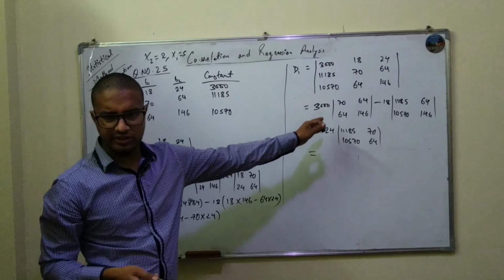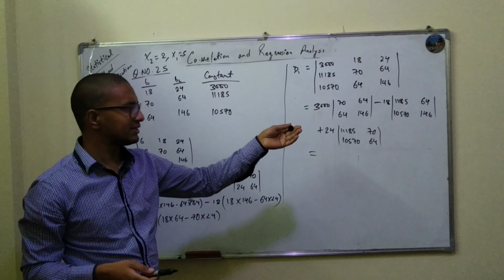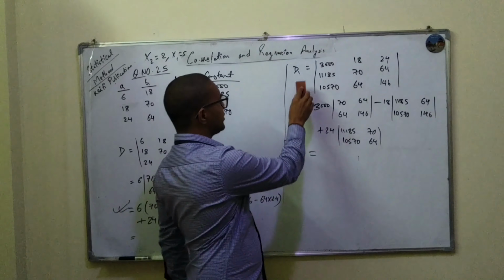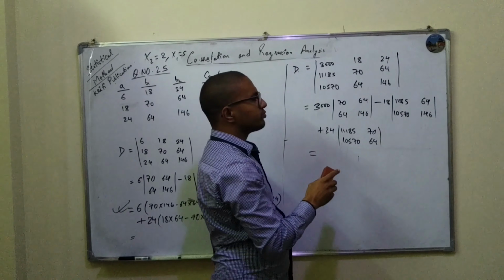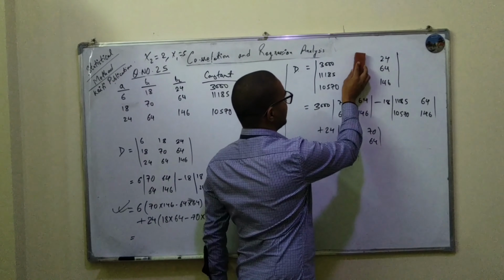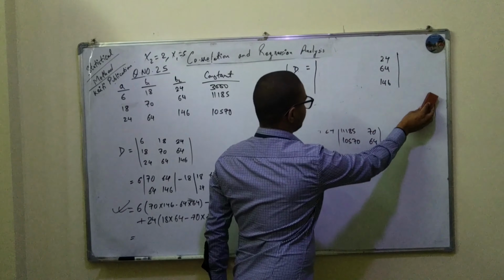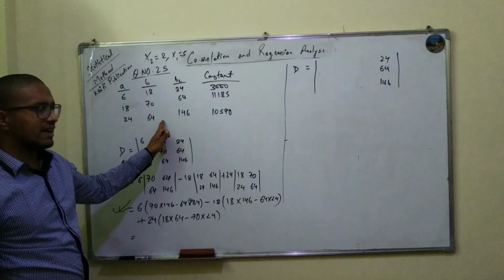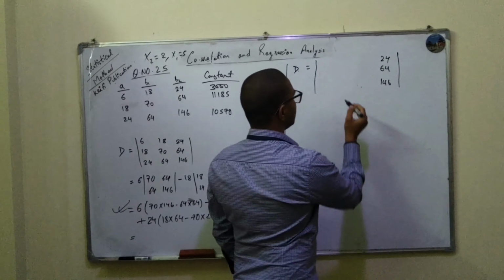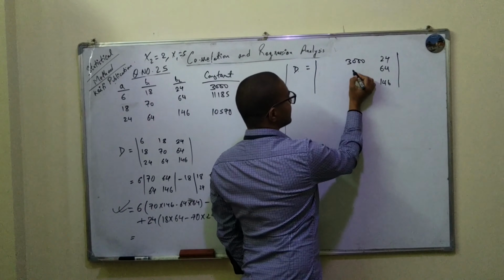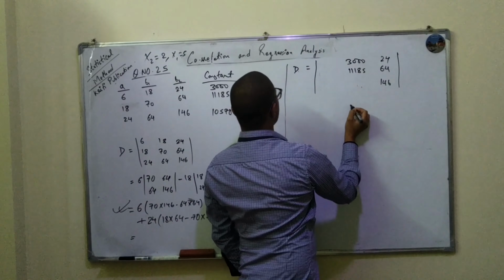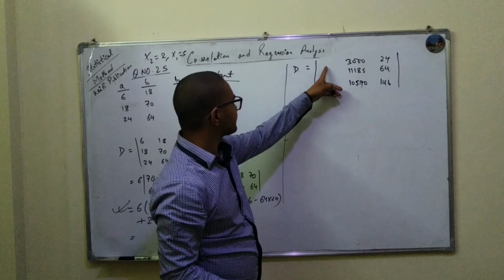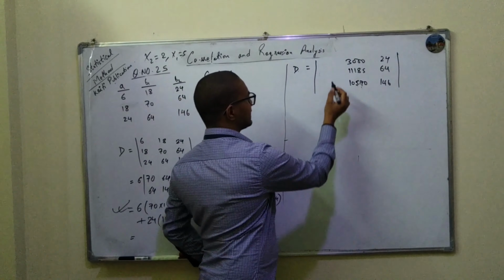You can basically do the calculations. I'll show you the other one as well, D2. If we are solving for D2, all we need to do is change the values the same way as for D1. So changing it would give us 185, 10,570, and then your next row would be the same, 6, 18, 24.